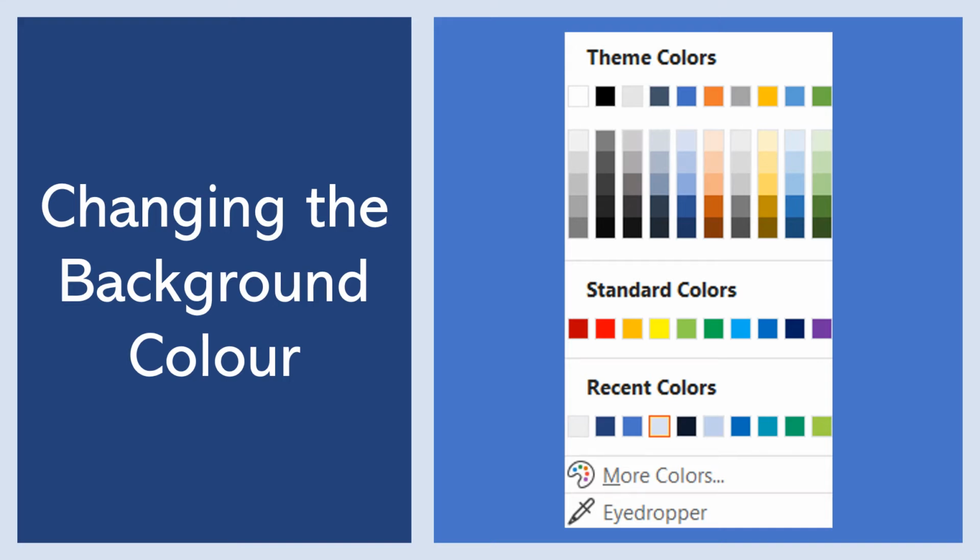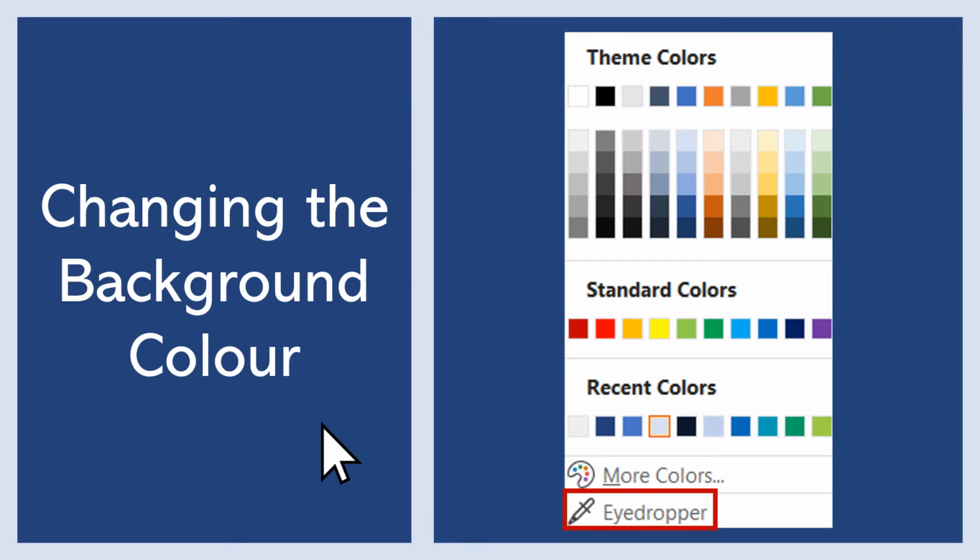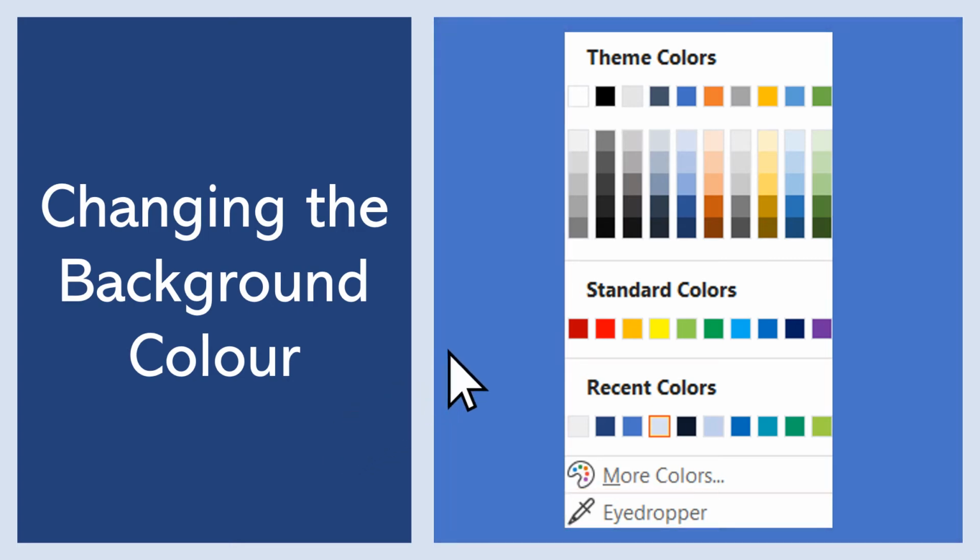Now, for example, an important feature is the eyedropper. When you bring your cursor on the eyedropper and click it, you can then move that cursor to another color, select that color, and your background will change to conform to that color. You also have all these other colors up here that you can choose from. But if you want to shade in between, then you can also go to the More Colors option and click on there.